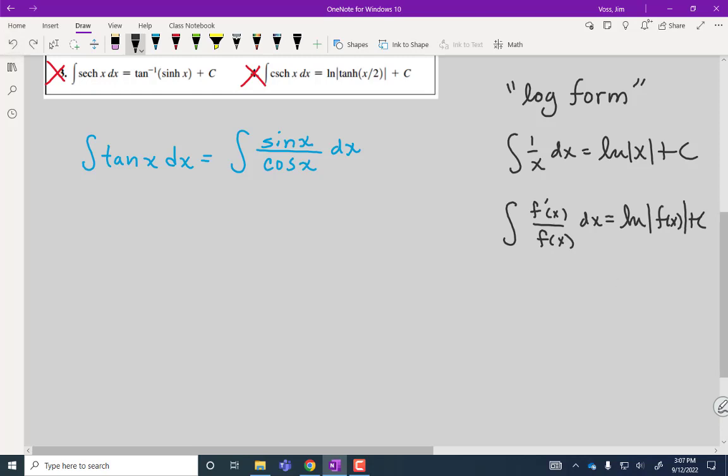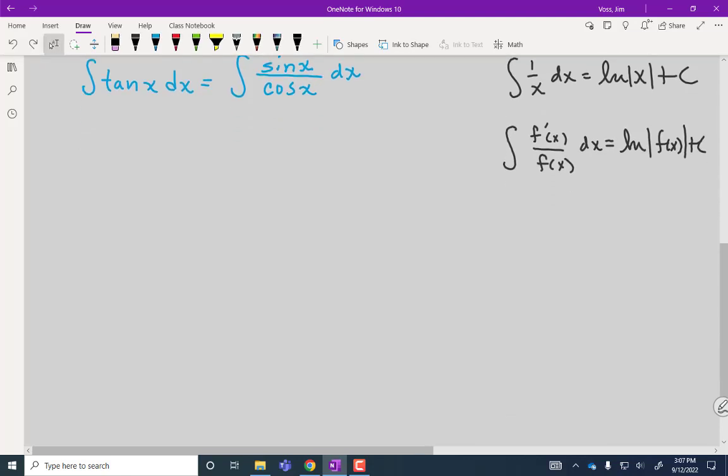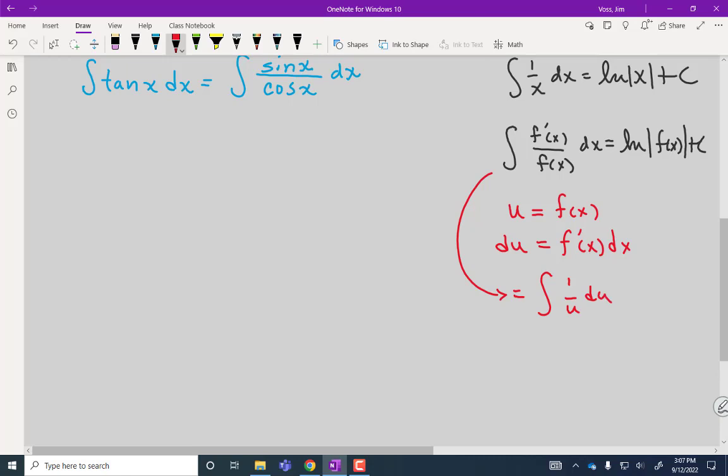So let's prove it. Well, u sub, pretty easy right here. If we let u equal f of x, then du is f prime of x dx. And so when we convert to u, we just get the integral of 1 over u du. Plugging in the u for the f, and then f prime of x dx all becomes du. That's natural log of absolute u plus c. And if you do your back substitution, that's absolute f of x inside the log. So that's log form. That's going to be one of those things we want to recognize, we want to look for. If you have an integral that satisfies this property right here, you're done. You can write down the answer.